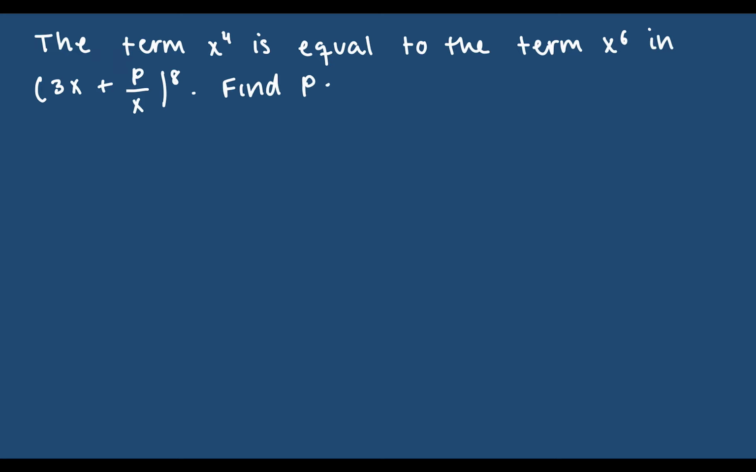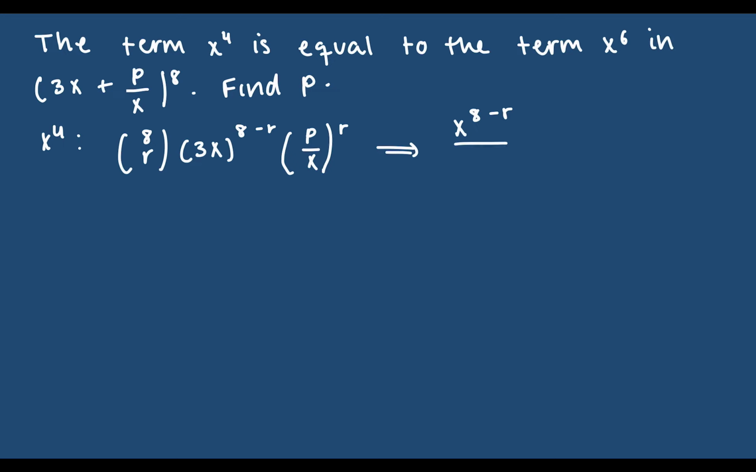So first, let's find the term in x to the power of 4. Again, we use the formula as always. I'm not going to explain it all word by word, but this time, once again, we have two x's. So we're combining a lot of skills here, right? We're isolating the x's, so x to the power of 8 minus r over x to the power of r, and that has to be equal to x to the power of 4. So r is going to have to be 2, okay?